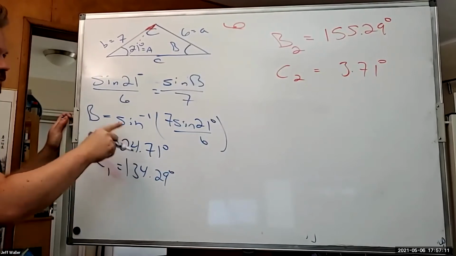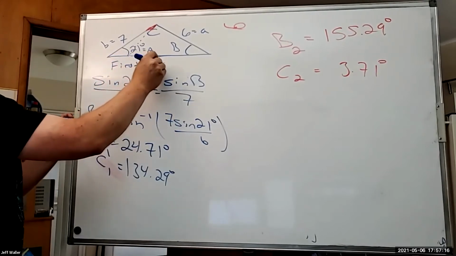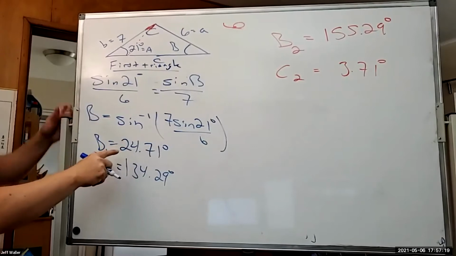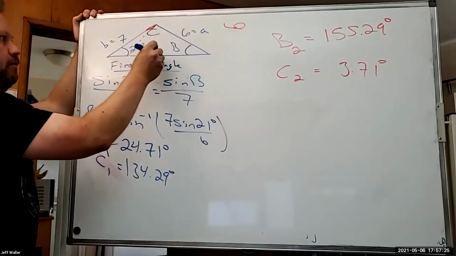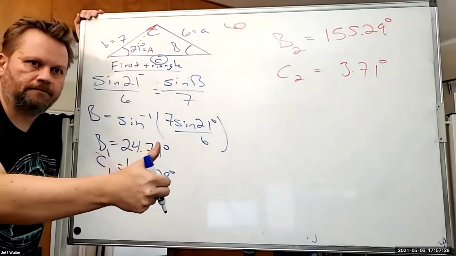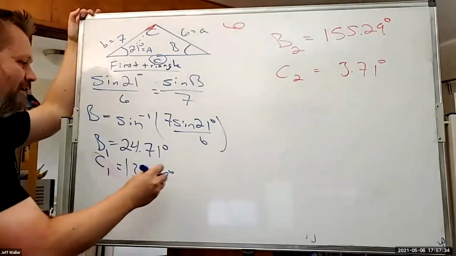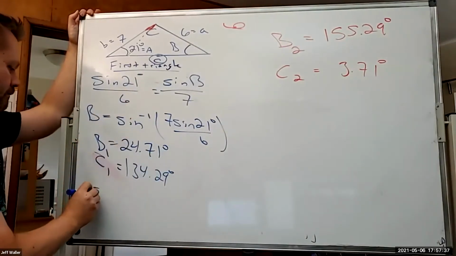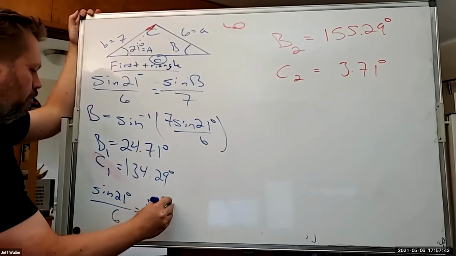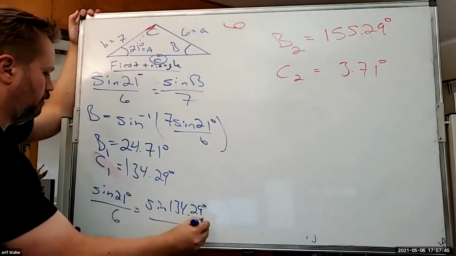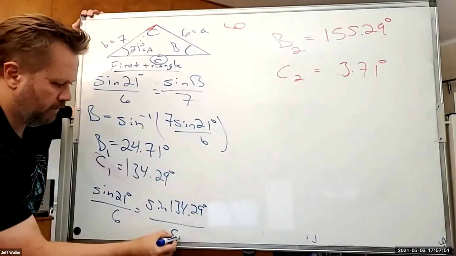So for this first triangle, what's left for me to figure out? I got all my angles, right? I was given A, I got angle B, I got angle C. I got side B, I got side A. So the only thing I have left to figure out is side C. Now I can set up sine 21 degrees over 6 equals sine 134.29 degrees over C, and then figure out what side C1 is.